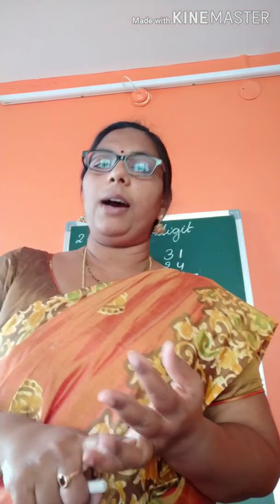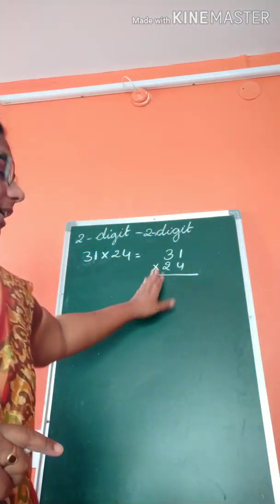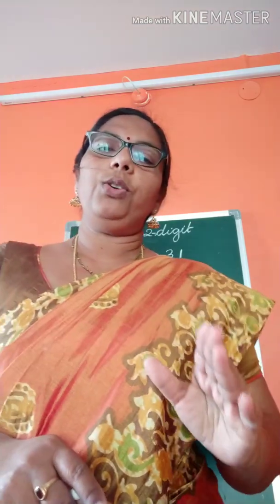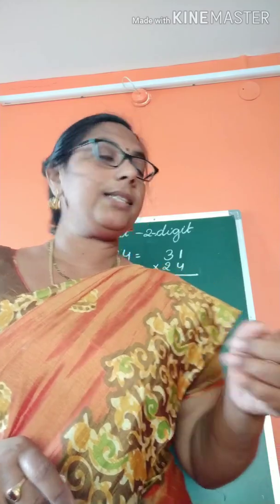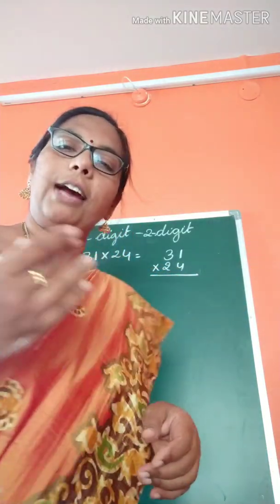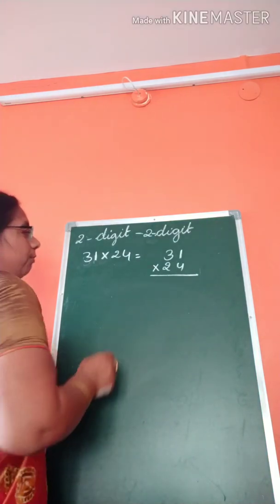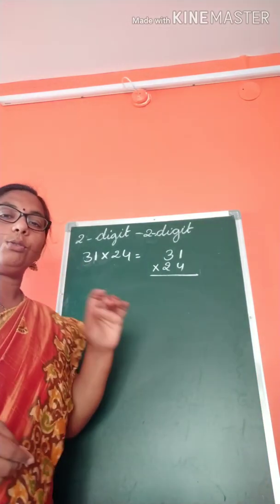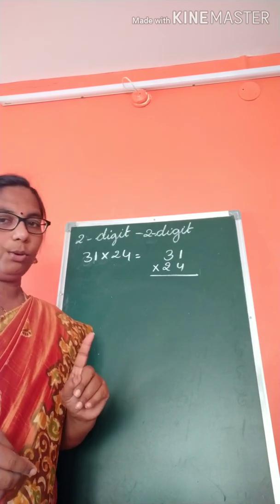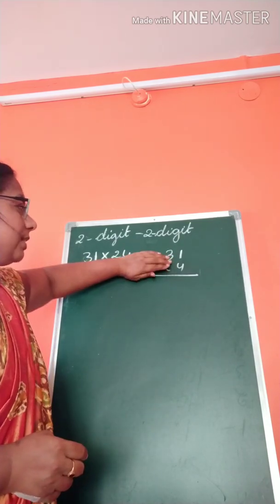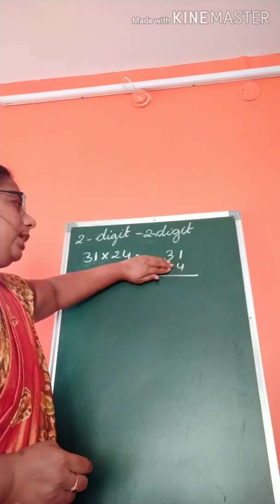Okay, children. Now see, already in multiplication we know that we have to start doing multiplication from the ones place, right? Means from the right hand side corner you have to do the multiplication, right? Now see, already we know how to do a multiplication with one digit. Now just simply think that there is no 2 here.